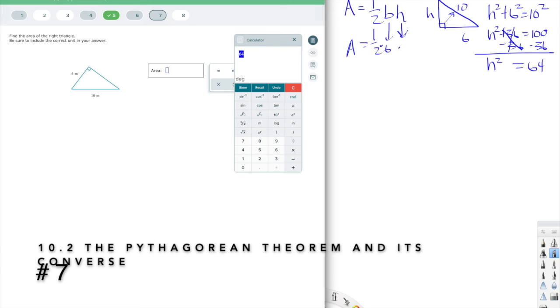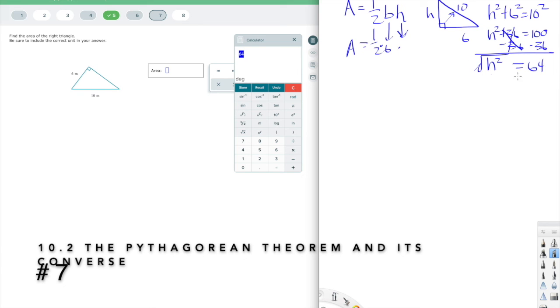So now we're going to take the square root of 64. And remember, when I'm taking the square root of a number, what I'm asking is, what number is multiplied by itself to get it? So if I'm looking at h squared, well, it's h times h. So h is the square root because h was multiplied by itself.